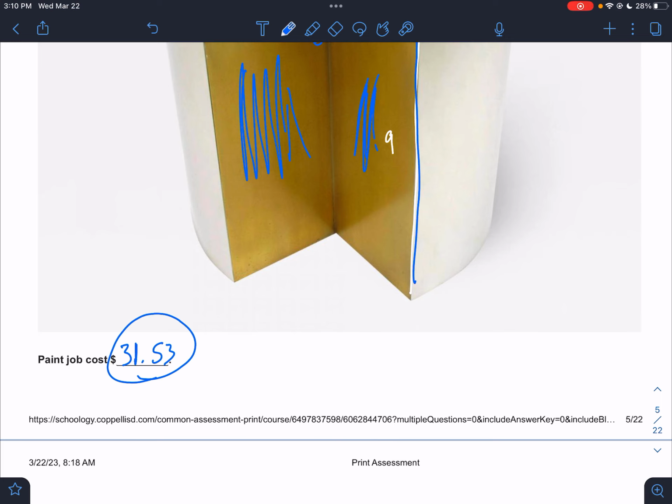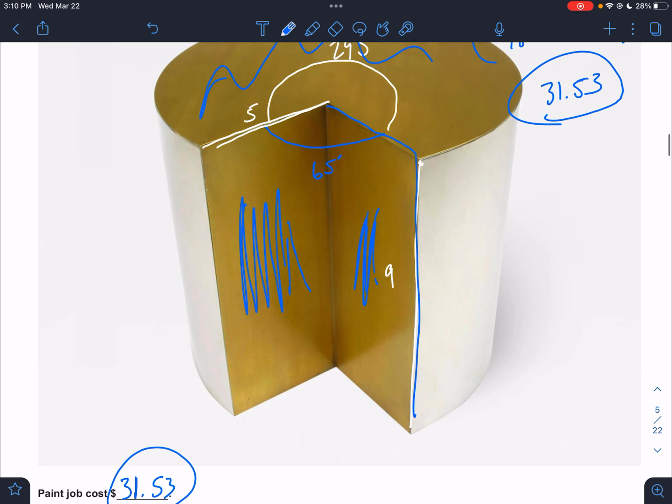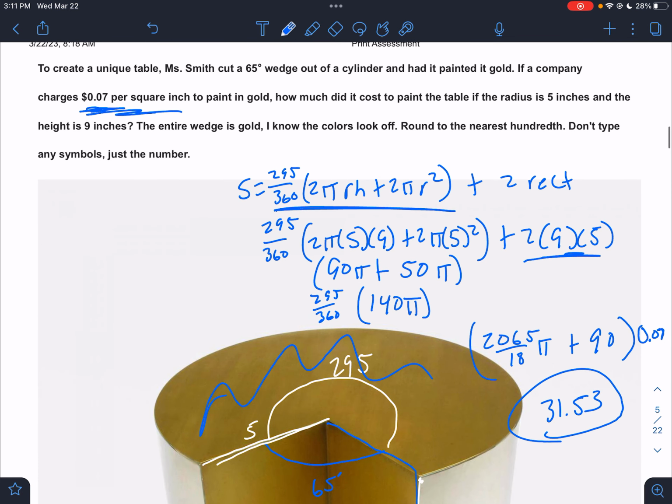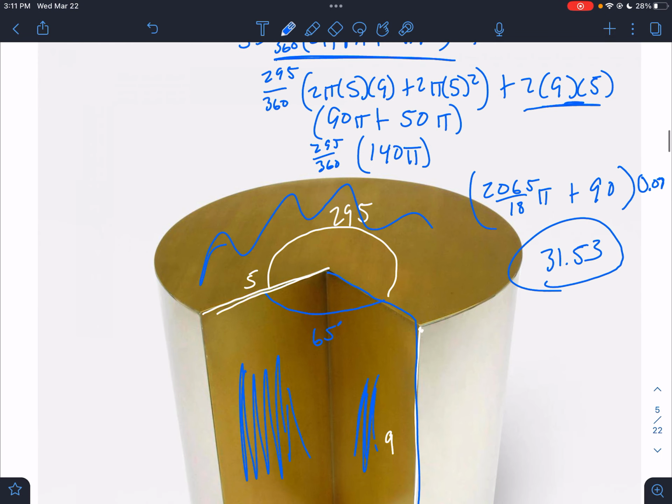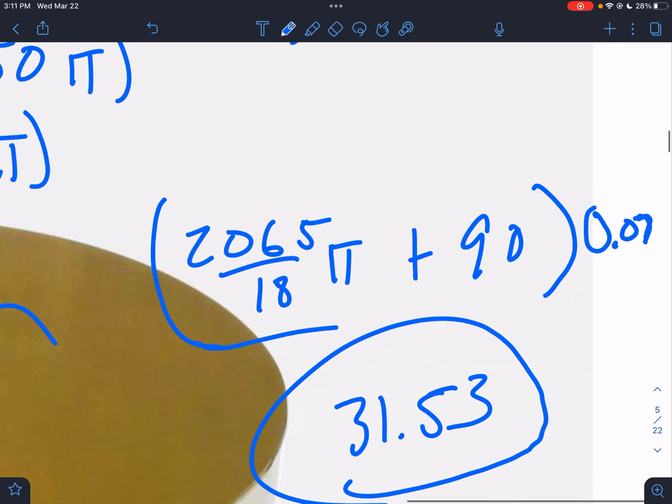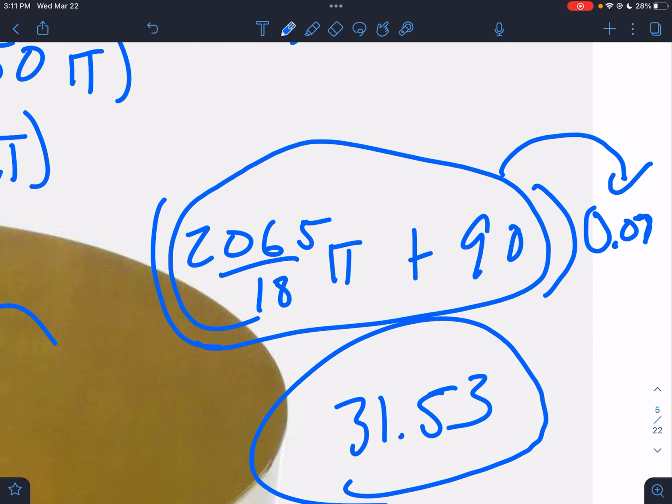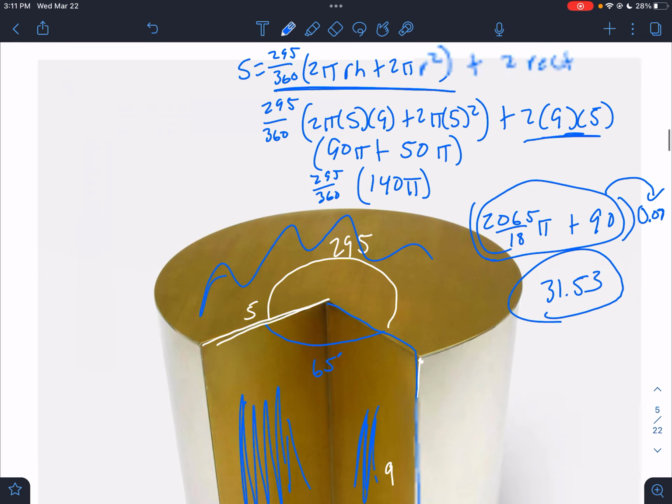So if you're working with money, it's always going to be the nearest hundredth. I have never seen it not that way. But it does tell you in the question, round to the nearest hundredth. It's dollars and cents. So we took the surface area times how much it cost. That's what we did.